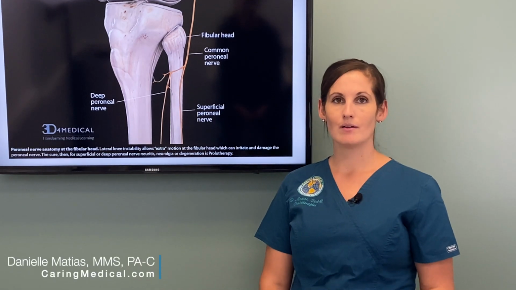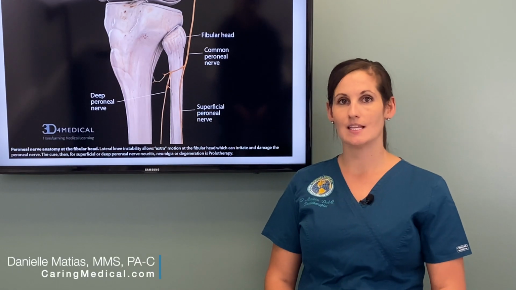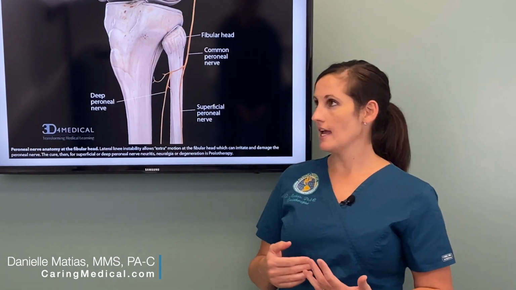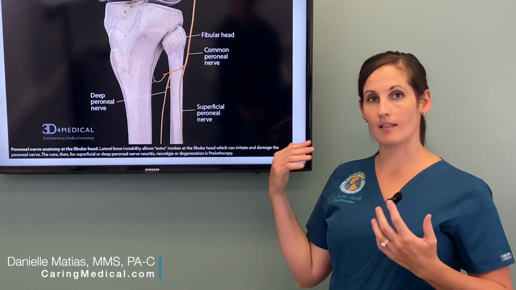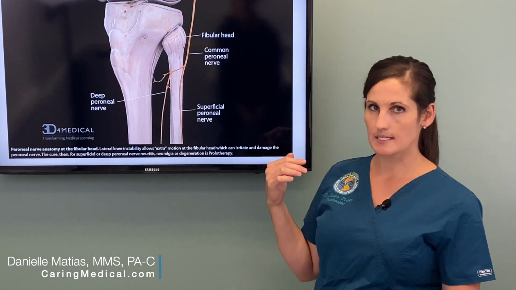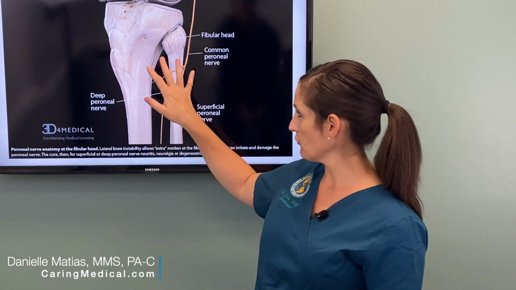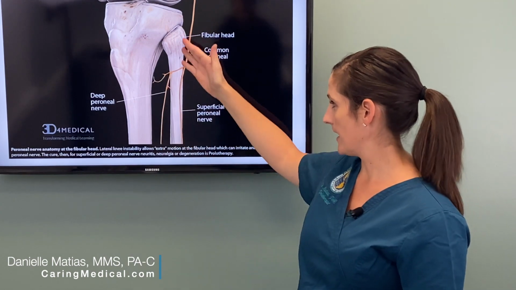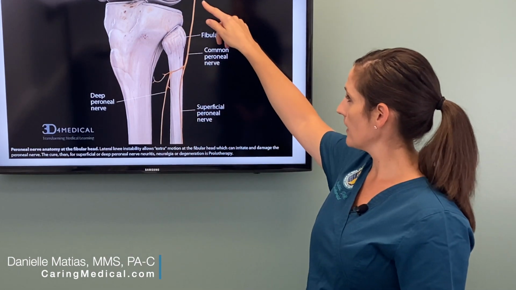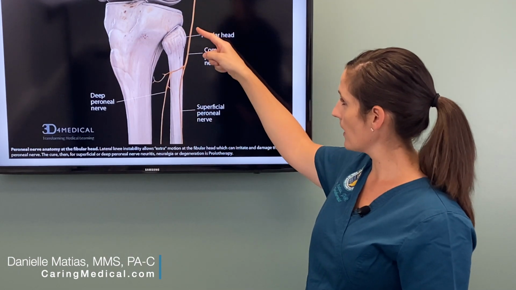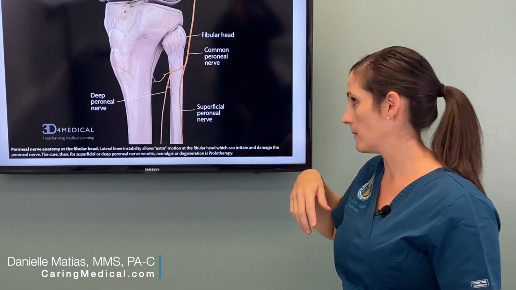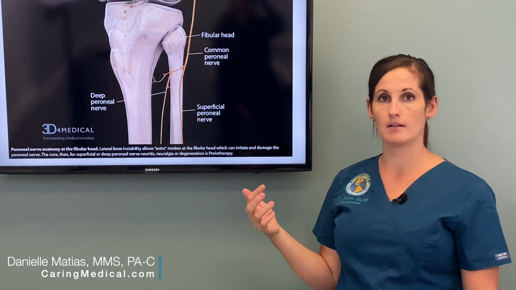Today I'm going to talk about knee pain specifically related to the peroneal nerve. Now, your peroneal nerve is located on what we call the lateral side of the knee, so the outside part of your knee. If we look here, here's your tibia, this is your fibula, again on that lateral part of the knee, and your peroneal nerve comes right around that outside of the knee, and then branches into what we call the deep and superficial segments.